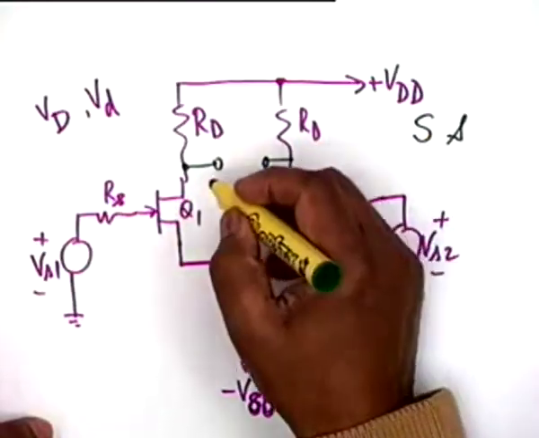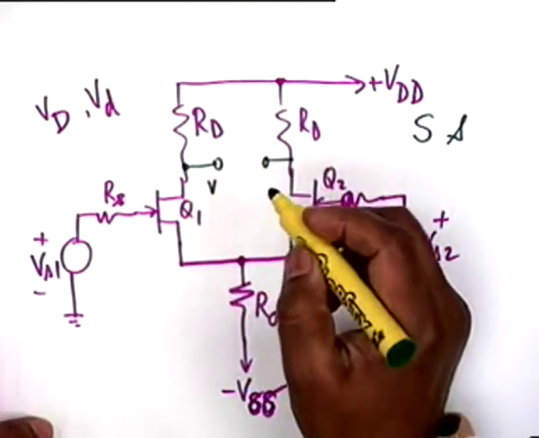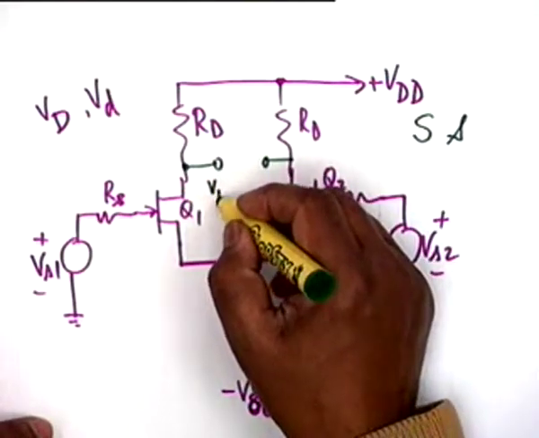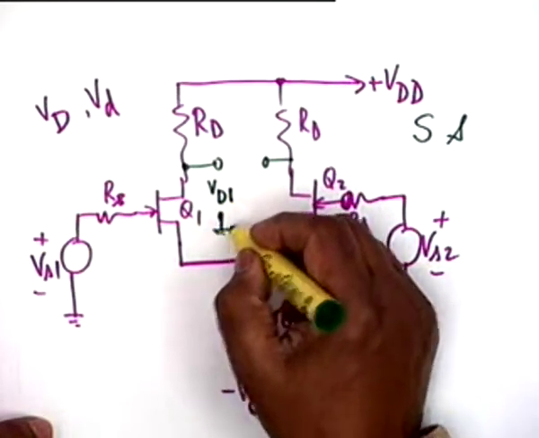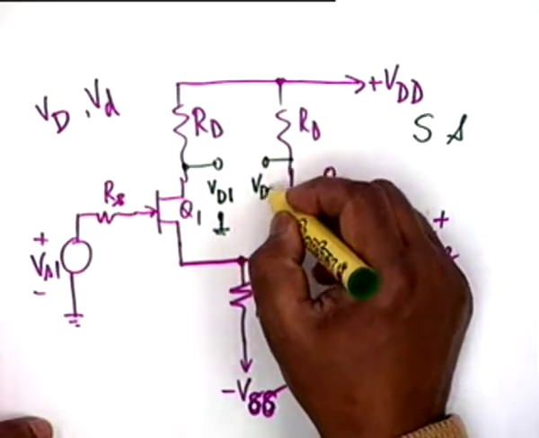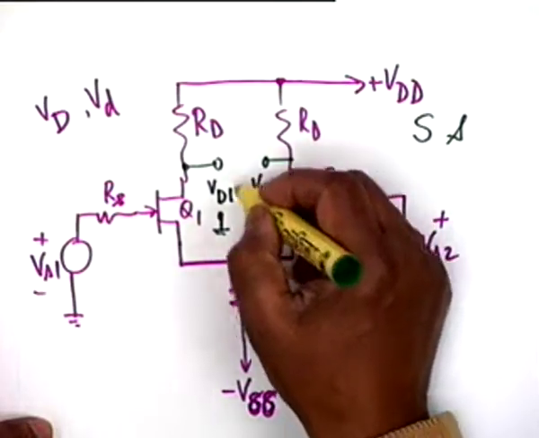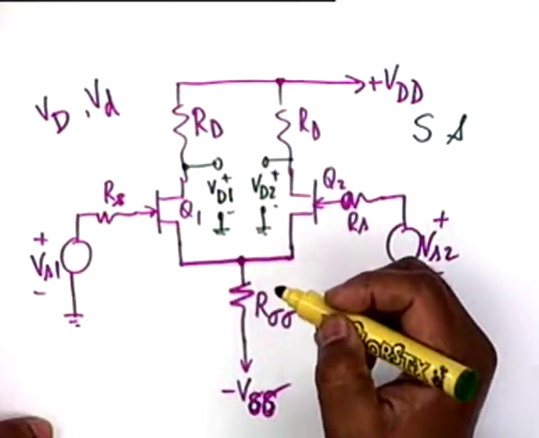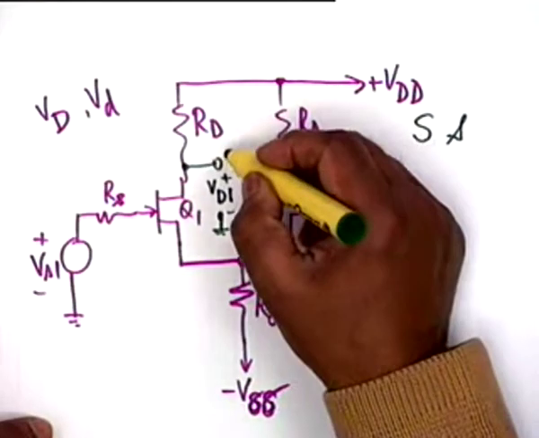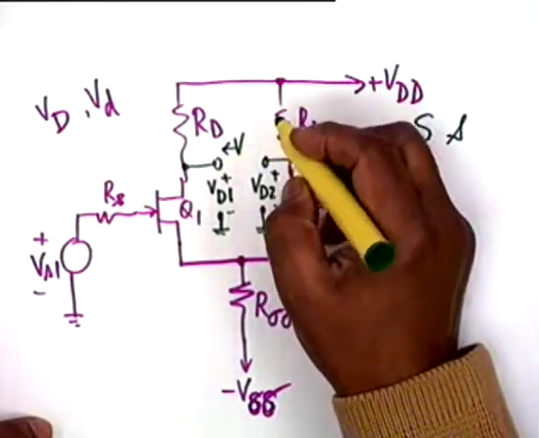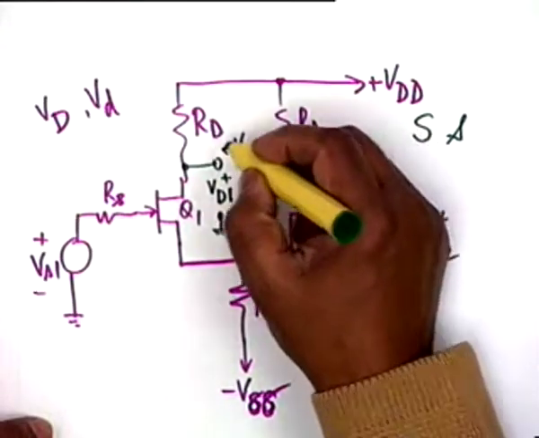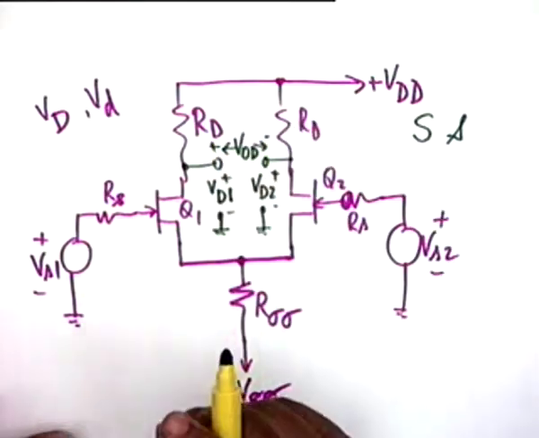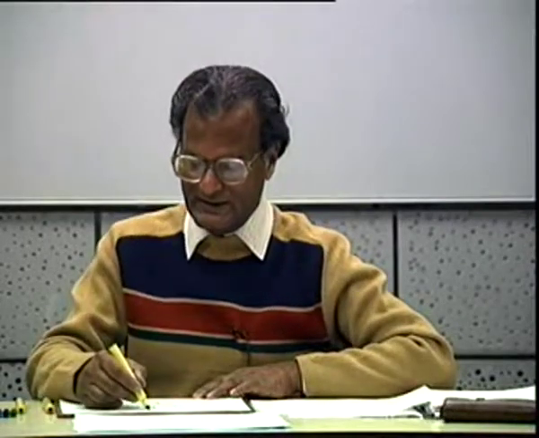The two voltages are, how did we denote these voltages? V capital D1, okay, and V capital D2. There should be no confusion, and this voltage is VOD plus minus. This is the basic circuit, and if you know BJT, you know how to draw an FET circuit.